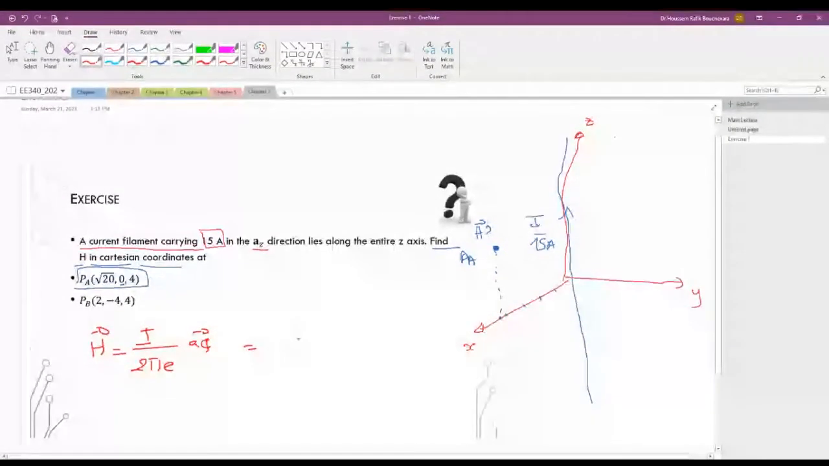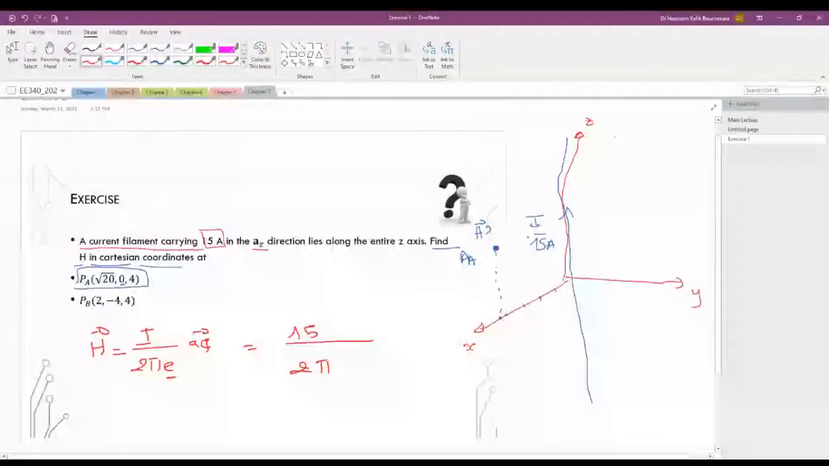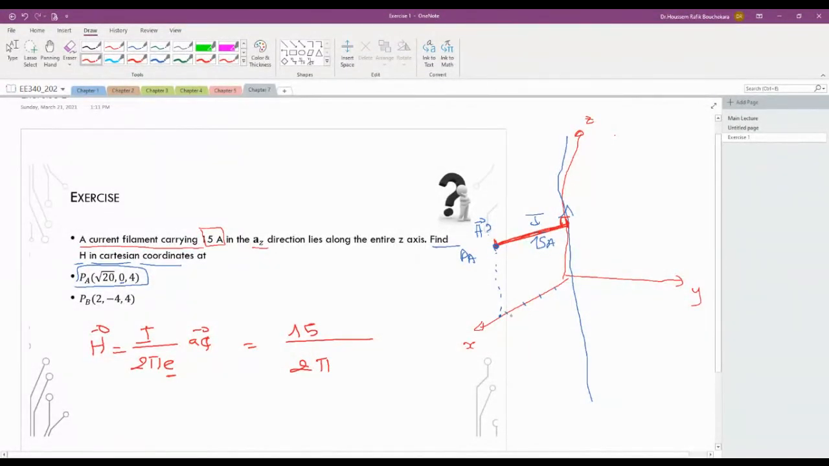What is I? 15 amperes. What is rho here, guys? Rho is the perpendicular distance. This is rho, the perpendicular distance between the line and the point. Because it is an infinite line. This perpendicular distance is square root of 20, 4.5.